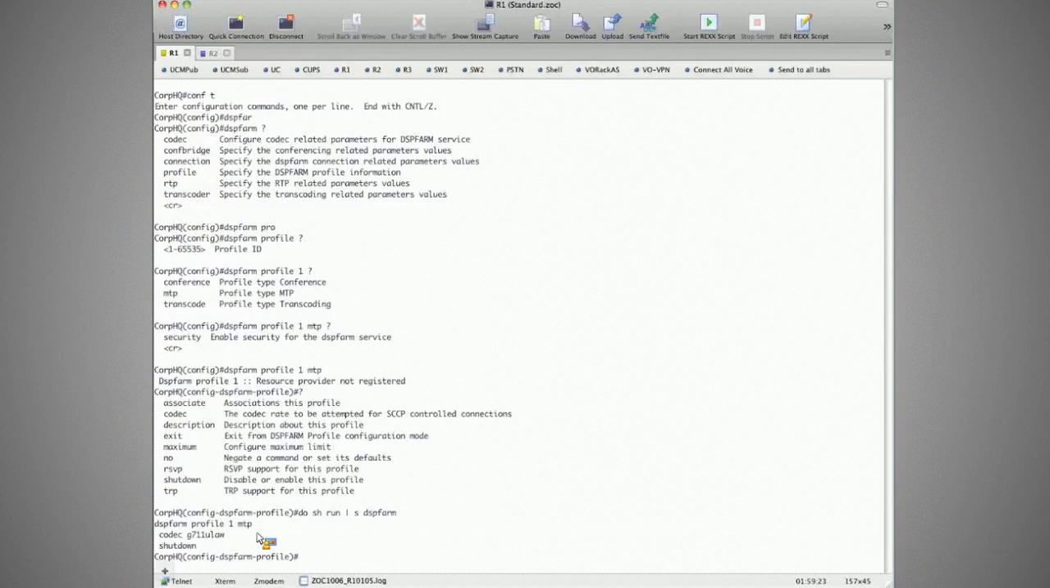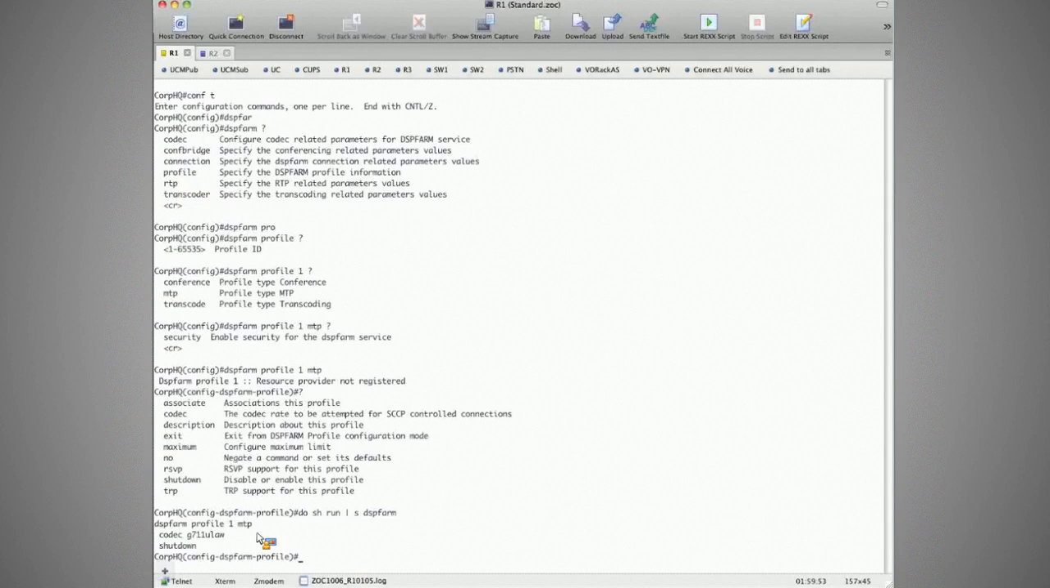CUCM has its own MTPs for every server in the cluster that you enable the IP Voice Media Streaming app service on. It has 4 media resources, all of which we'll talk about and show today: Annunciator, Conference Bridge, MTP, and Music on Hold Server. These MTPs can only speak G711 mu-law or G711 A-law.